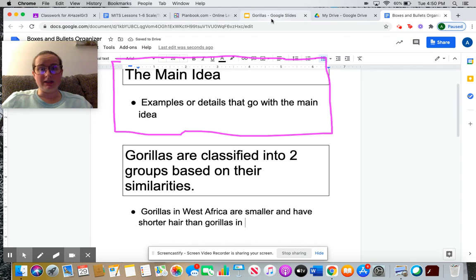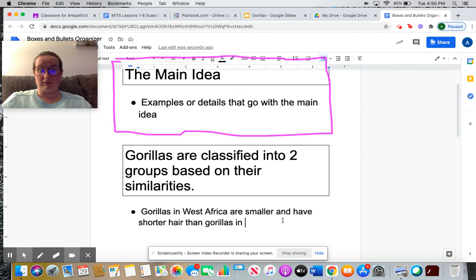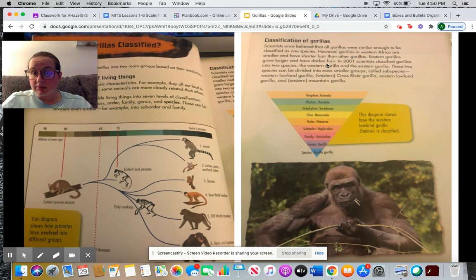So we said gorillas in West Africa are smaller and have shorter hair than gorillas in. And again, if you forget, no big deal. You can just always head back. Eastern gorillas grow larger and have darker hair. Good. So Africa, East African gorillas are larger and have darker hair. Good. So now from there, I keep reading.